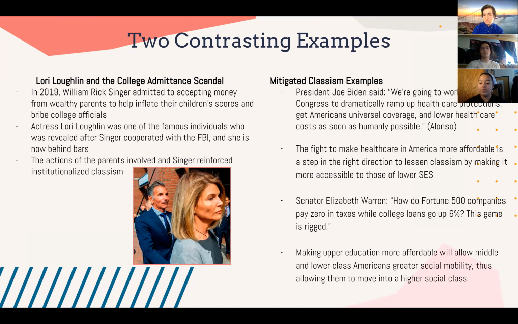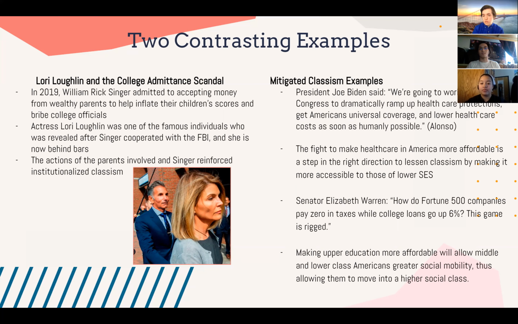And then contrasting, we can see mitigated examples of classism, where President Joe Biden said, we're going to work quickly with Congress to dramatically ramp up healthcare protections, get Americans universal college and lower healthcare costs as soon as humanly possible. This is the fight to make healthcare in America more affordable, and it takes steps in the right direction to lessen classism by making it more accessible to those of lower SES.